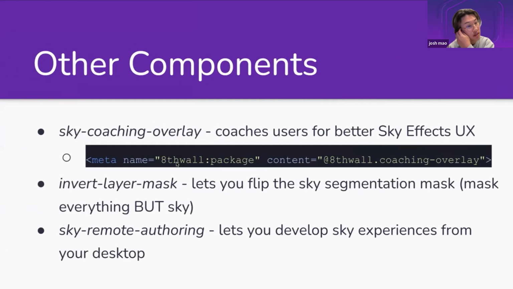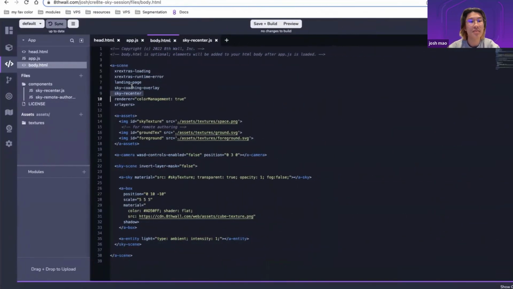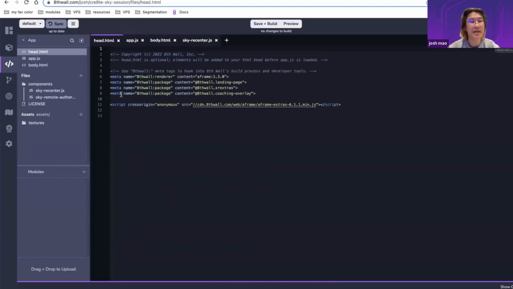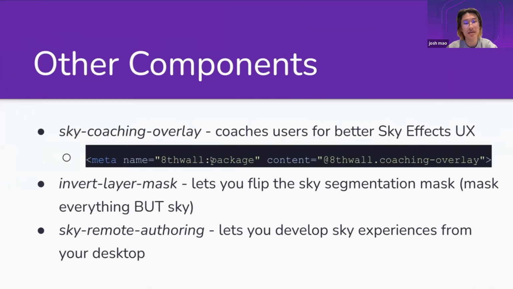And in order to use it, there's an extra step. You not only have to add sky coaching overlay as an attribute in your Ace scene, you also have to load the package in head.html with this meta line that I've also pasted in the slides here.